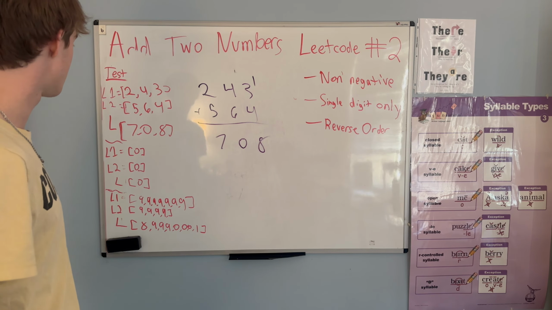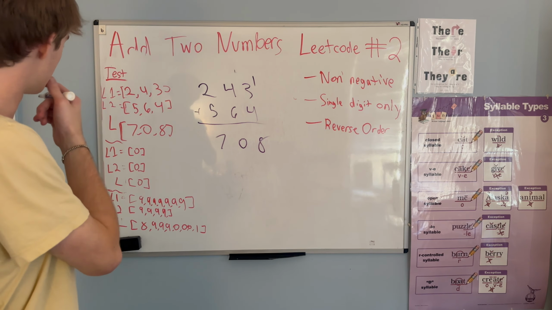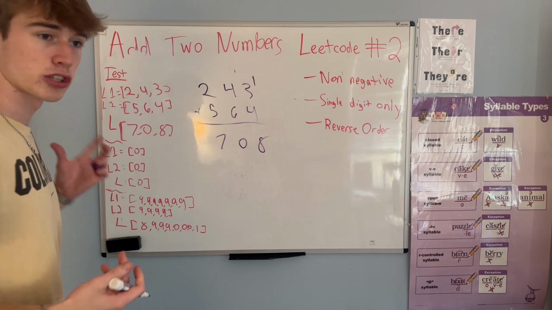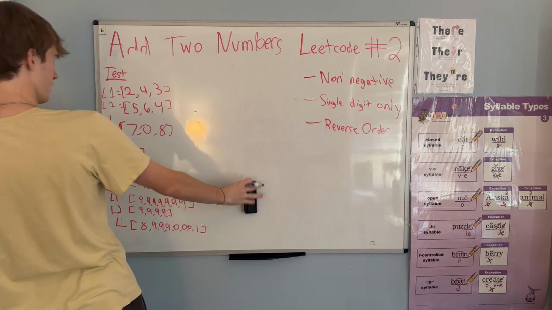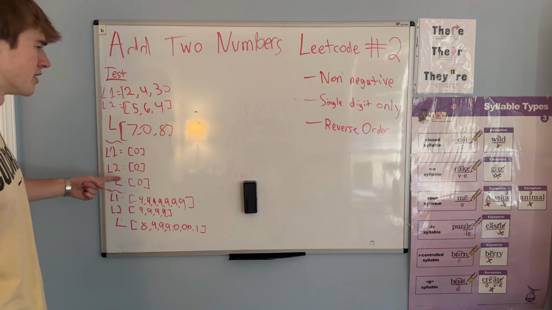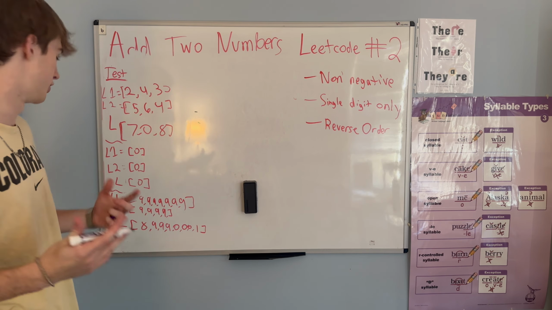Now, how can we turn this into an implementation? Well, I'm not really sure yet, but let's start looking at the other test cases. So if we have 0 and 0, we get 0. I think that makes sense. 0 plus 0 is 0.